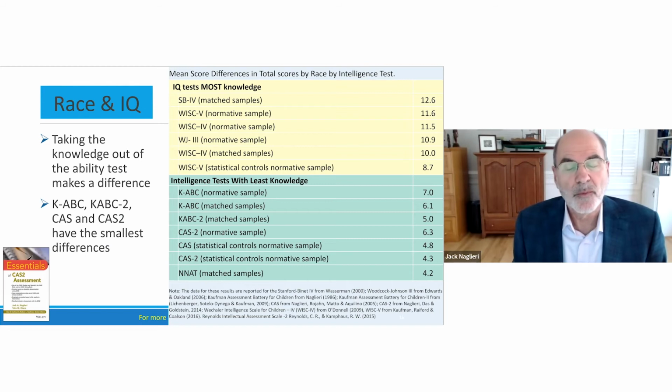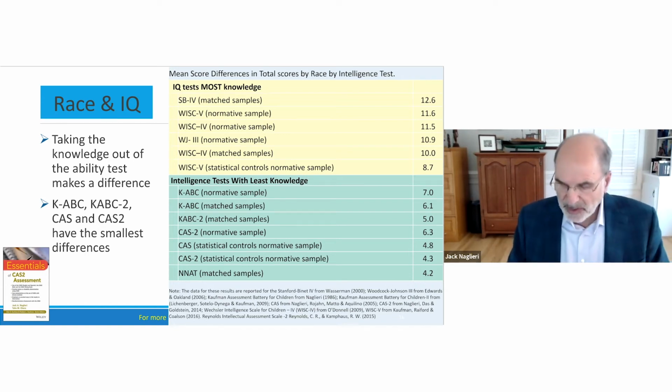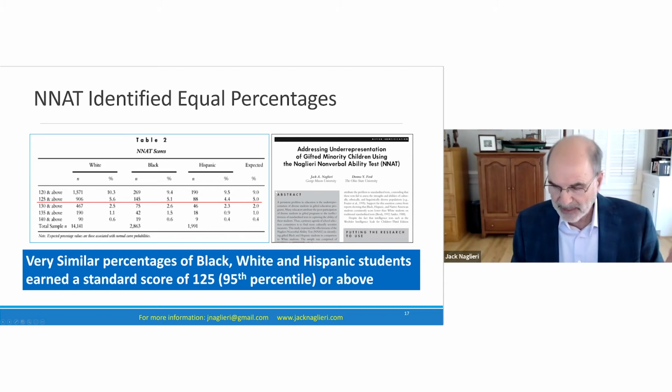Now, what do we know about these intelligence tests? Like the Binet, like the WISC, they yield big differences, for example, by race. Whereas tests like my Naglieri Nonverbal yield smaller differences, and the Cognitive Assessment System, by the way, yields the smallest difference. So it's very, very clear that these traditional tests are posing an equity problem for identification of gifted children. I showed years ago with Donna Ford that a nonverbal test, mine, identified equal proportions of white, Black, and Hispanic students. So the idea of taking knowledge out of the measurement of ability clearly works.